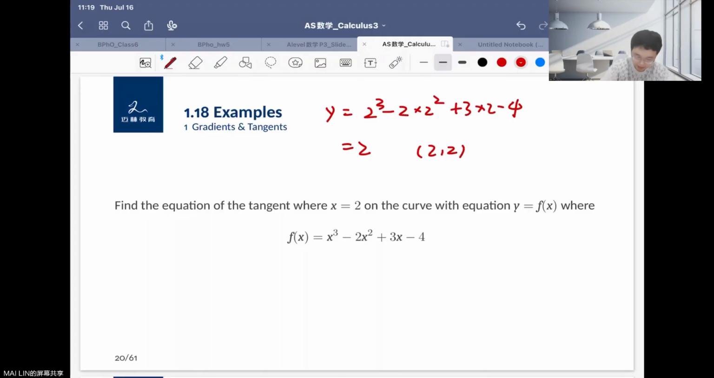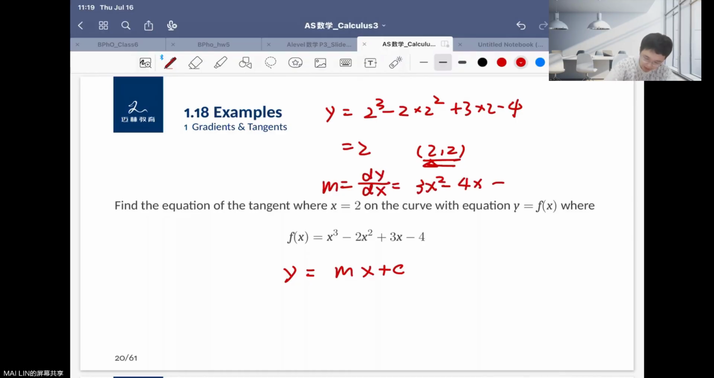And then we use y equals mx plus c. When x equals 2, the gradient m equals dy/dx, which is 3x squared minus 4x plus 3. Putting x equals 2 into it, that is 3 times 2 squared minus 4 times 2 plus 3, so it's 12 minus 8 plus 3, which is 7. That is the gradient here.